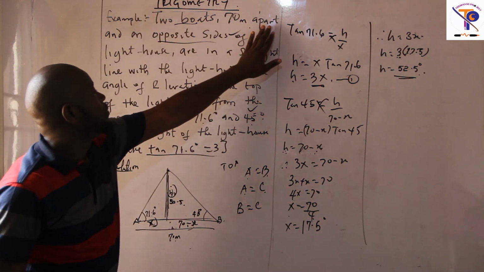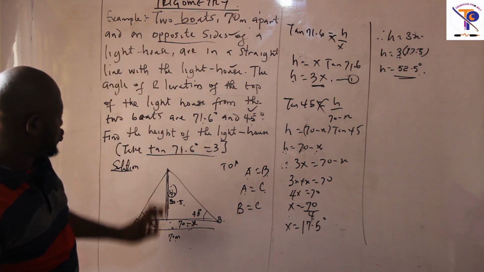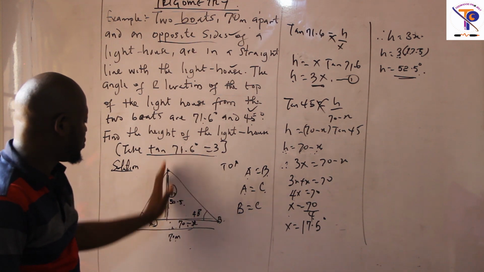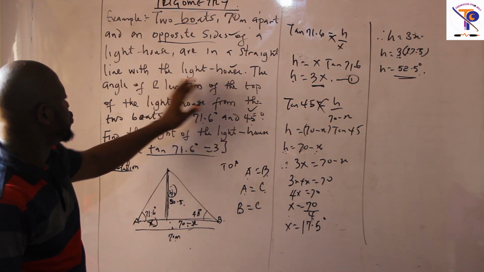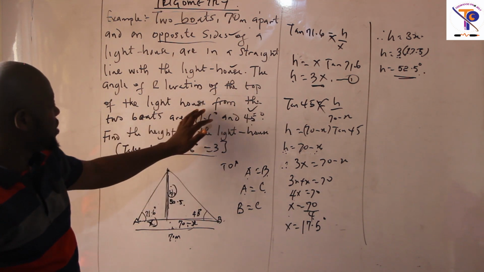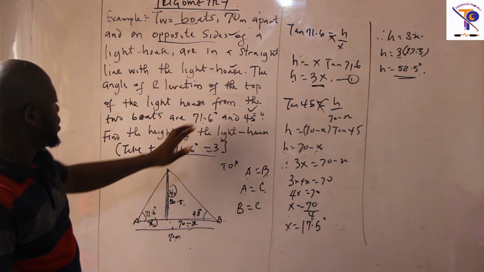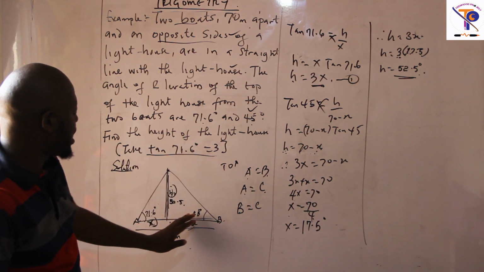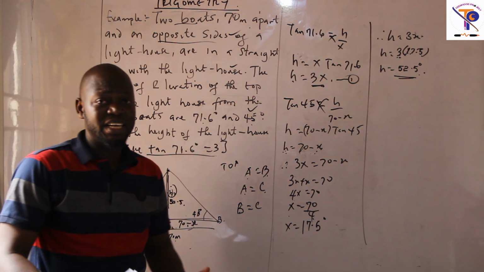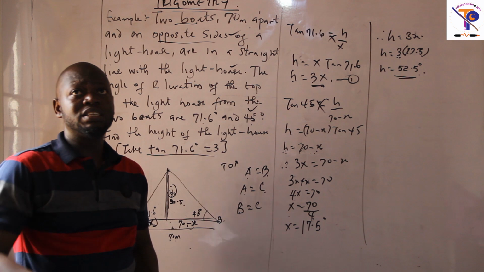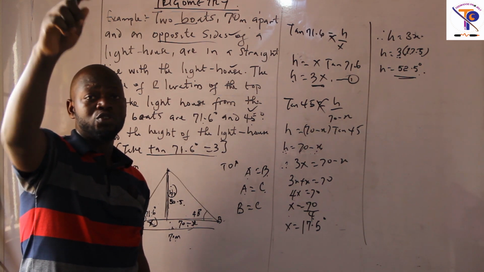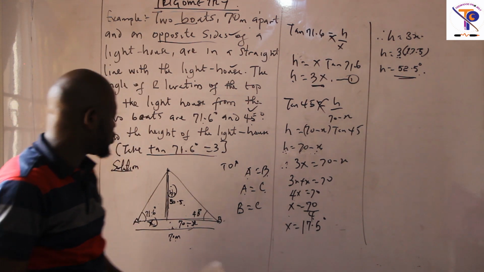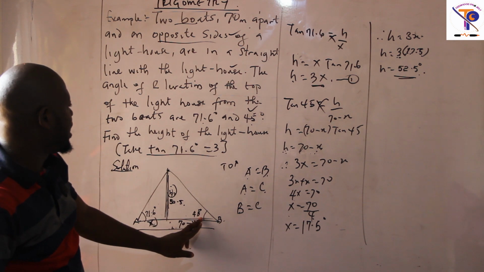Let me repeat what I said. We have two boats, boat A and boat B, 70 meters apart, on opposite sides of the lighthouse. This is the lighthouse. They are on opposite sides of it. The angle of elevation of the top of the lighthouse from the two boats is 71.6 and 45. Please note, elevation is when you are looking up. It has to do with the height of the person looking against where he's looking at.